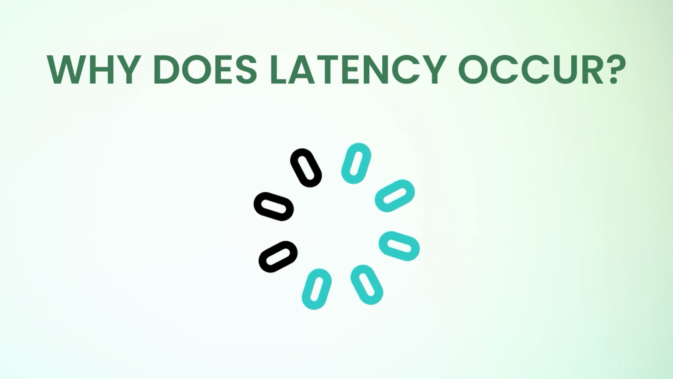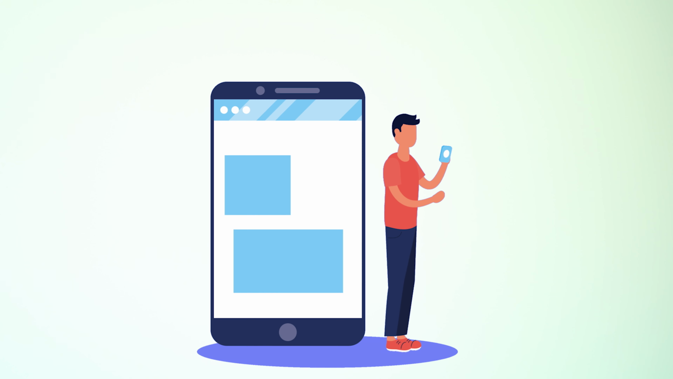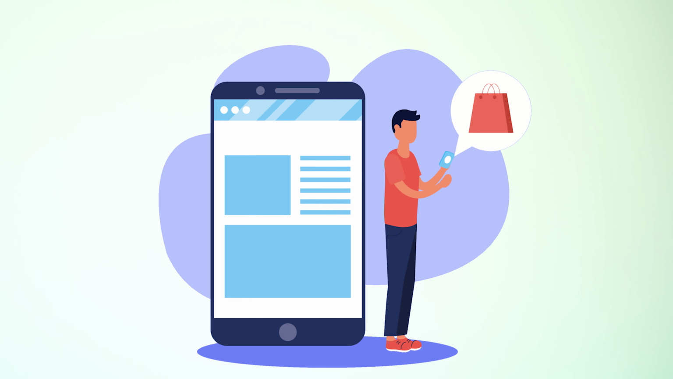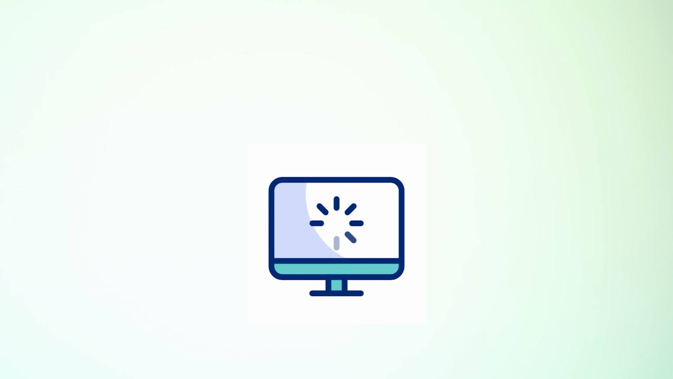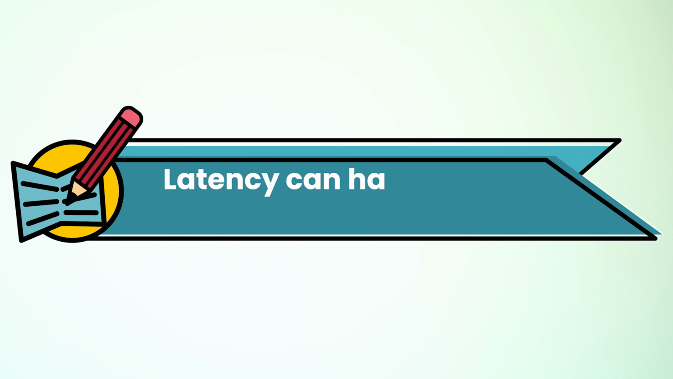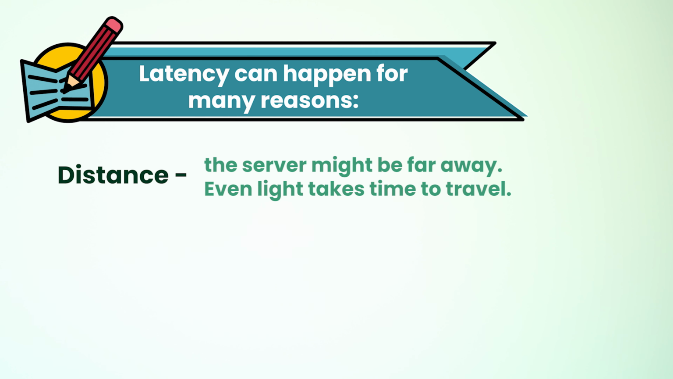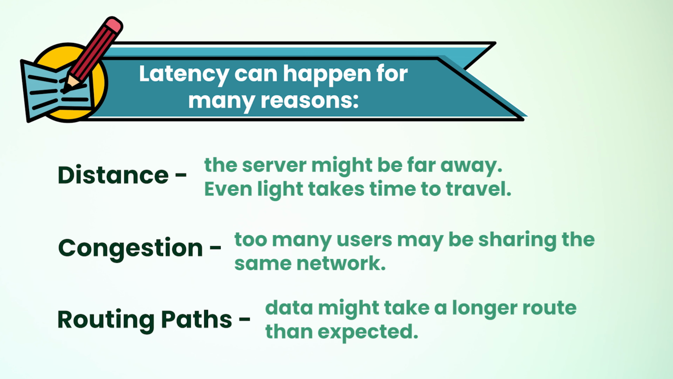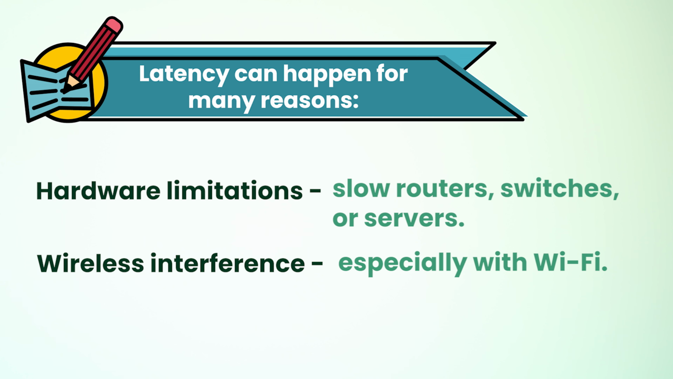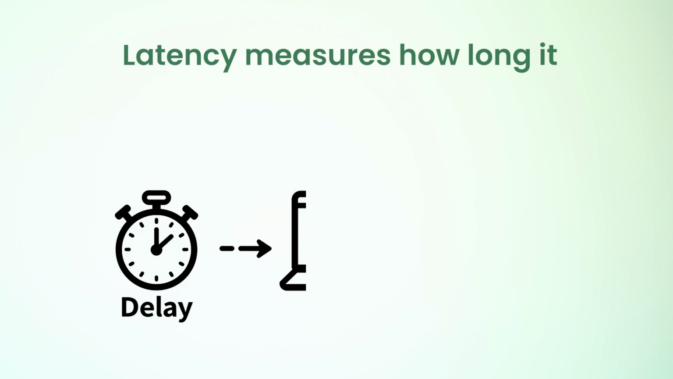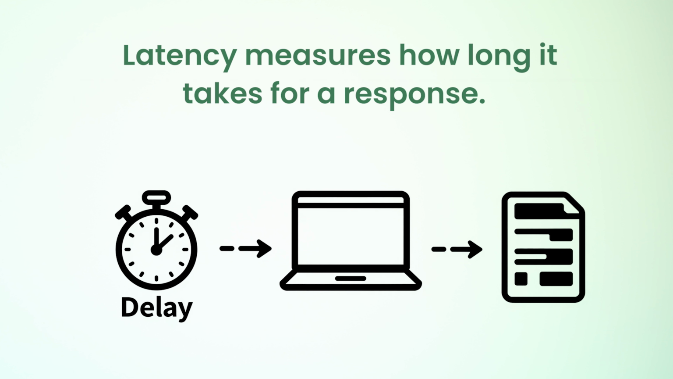Why does latency occur? When you click a link, you expect an instant response, but sometimes there's a delay. That delay is called latency. Latency can happen for many reasons: distance, congestion, routing paths, hardware limitations, wireless interference. Latency measures how long it takes for a response.